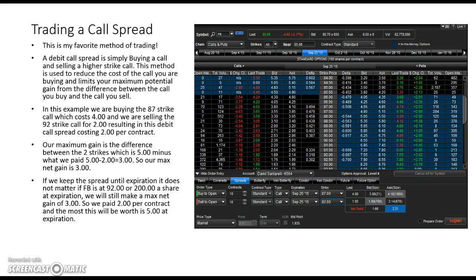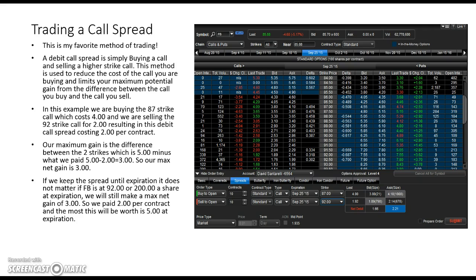In this example I'm going to show you, we are buying the 87 strike call, which costs $4, and we are selling the 92 strike call for $2, resulting in this debit call spread costing $2 per contract. Whereas if we just bought the 87 strike call, it's going to cost us $4 per contract. So if we have 10 contracts, if we just bought the 87 strike calls, it's going to cost us $4,000. Whereas if we put on this debit call spread, it's only going to cost us $2,000 for 10 contracts.